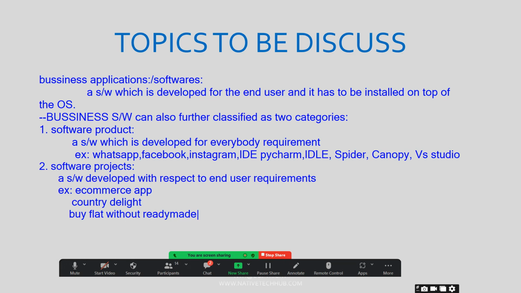So far, I think everybody is clear on how we define a software, what the classification of softwares is, and the system softwares and application softwares. Within the application softwares, we can categorize software products as well as software projects. So let's go ahead.